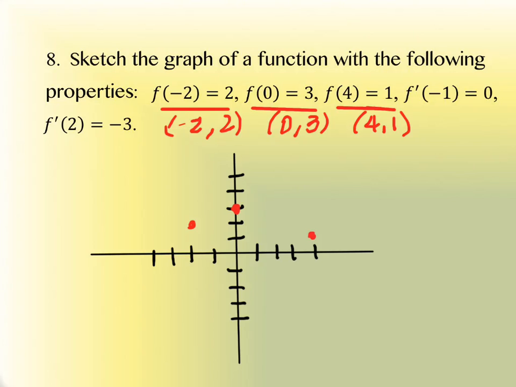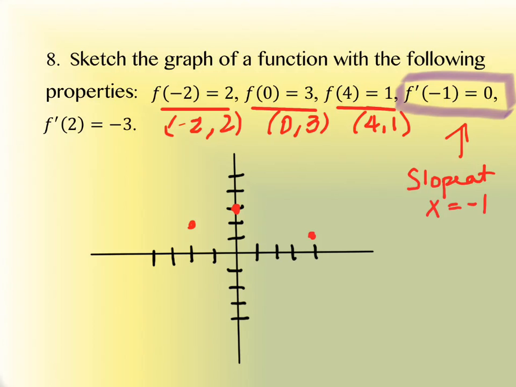All right, now it tells us a piece of information that's a little different. It doesn't tell us about points on the graph itself. It tells us about the derivative. What does the derivative tell us? The slope. So this notation right here is telling us that the slope at x equals -1, that's why this -1 here, is 0. What does it look like to have a slope of 0?